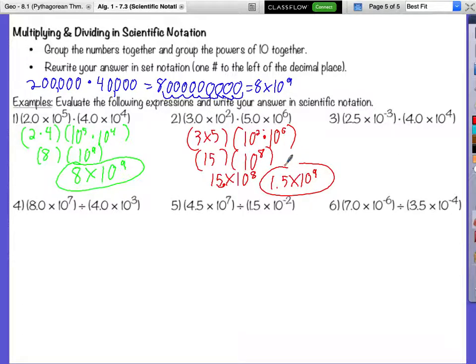So we have to make it smaller, right? So we got one number before the decimal. Yep. Yes. There you go.